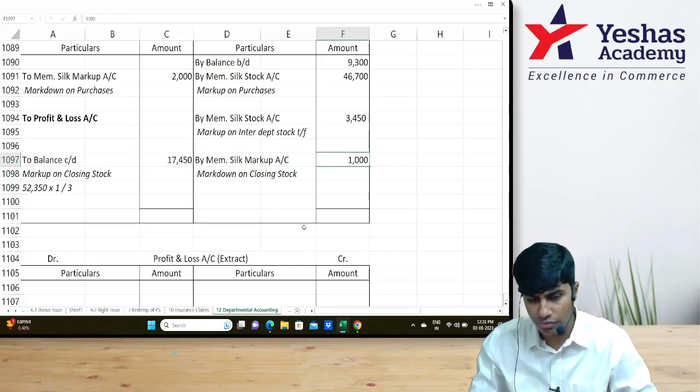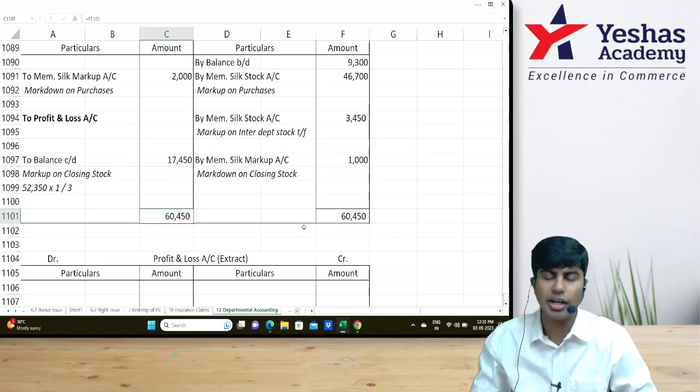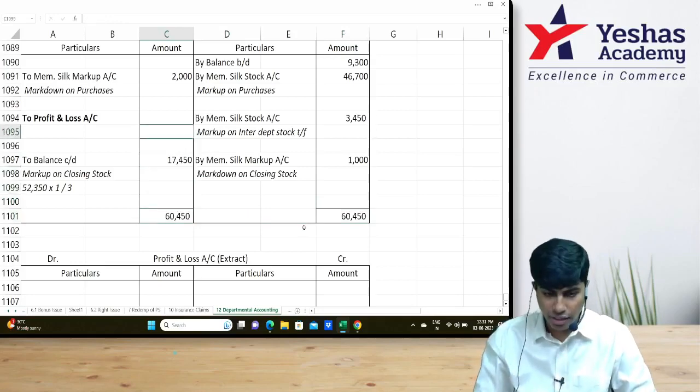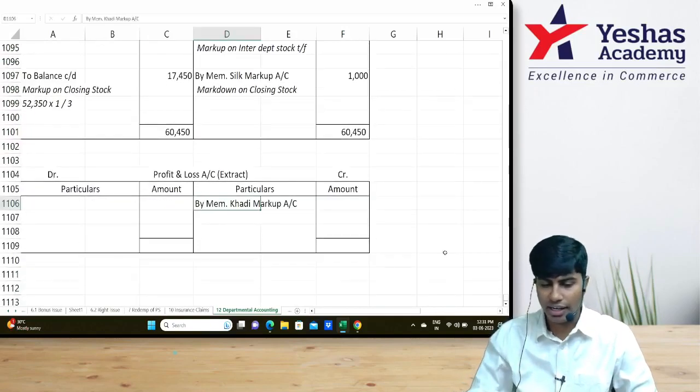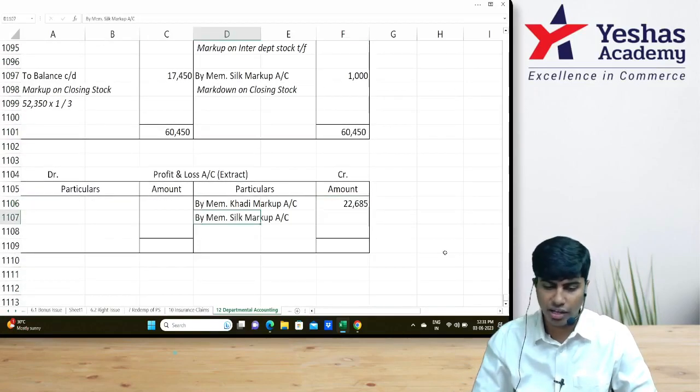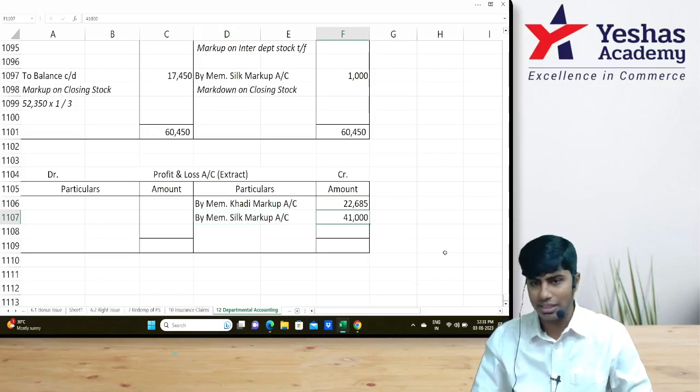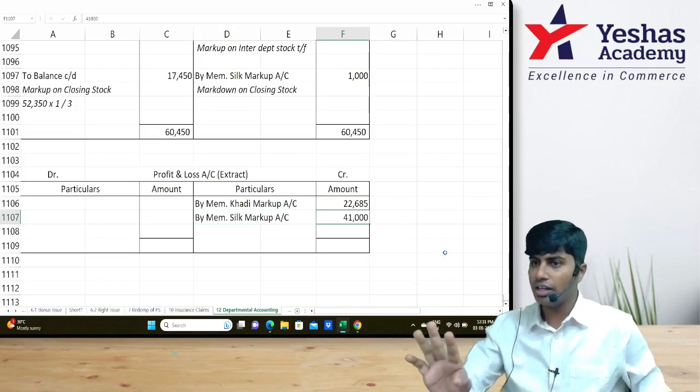9,300 plus 46, 55, 58, 59. How much? 64,50. Deduct these two. 41. This should be transferred to P&L. This is just a P&L extract. I'll write khadi markup 22,685. Silk markup 41,000. That's it. This is the answer. Are you getting this?